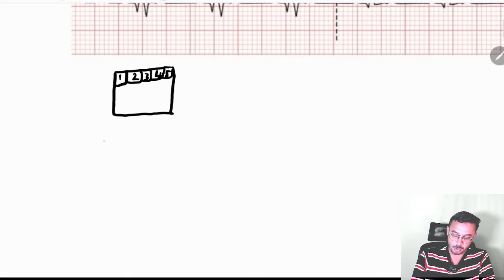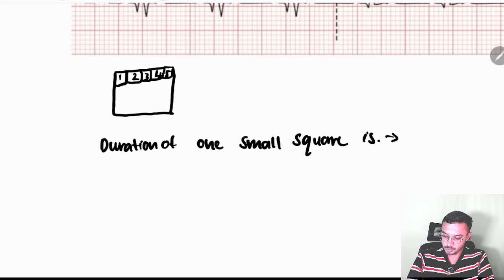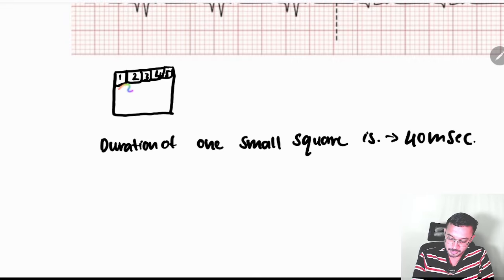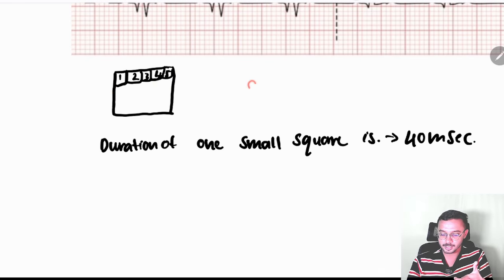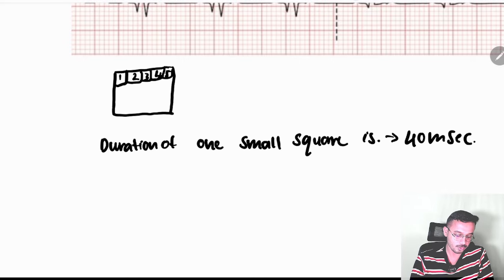The duration of one small square is 40 milliseconds. If you convert into seconds, 0.04 will come, which will be a bit confusing, so remember the duration of one small square is 40 milliseconds. So for 5 small squares it is 40 into 5, which is 200 milliseconds. So one large square takes 200 milliseconds. This is some basic information which I am describing in front of you.